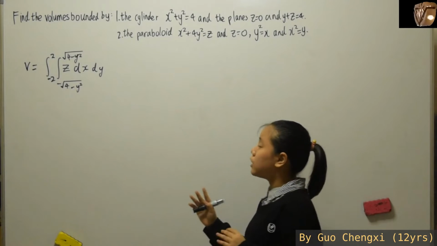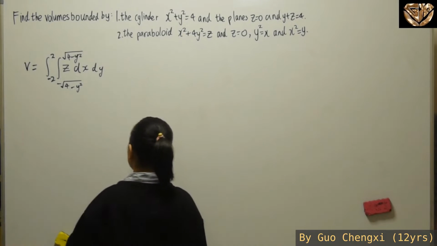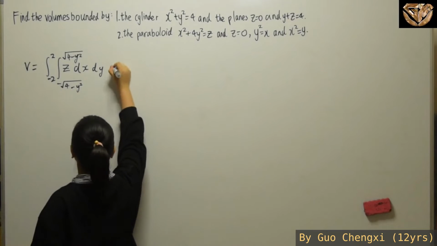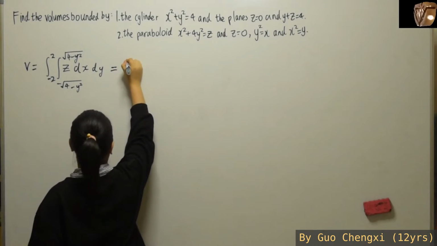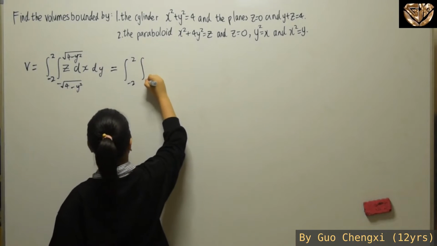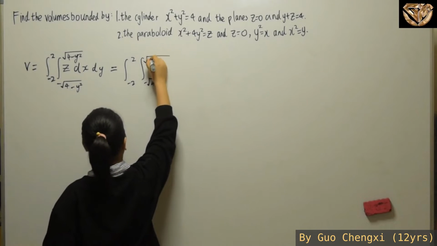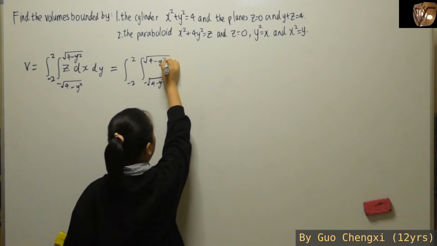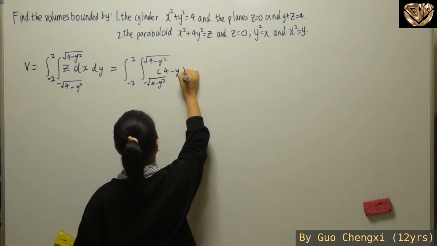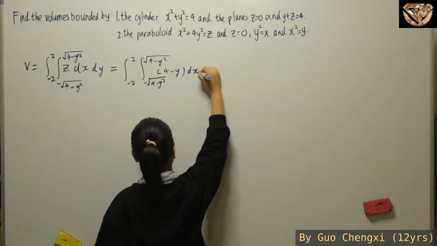Well, for our first example, we can integrate with either x or y first, because over here, what is z equal to? So apparently z is basically 4 minus y. That's why we can integrate with respect to either x or y first.